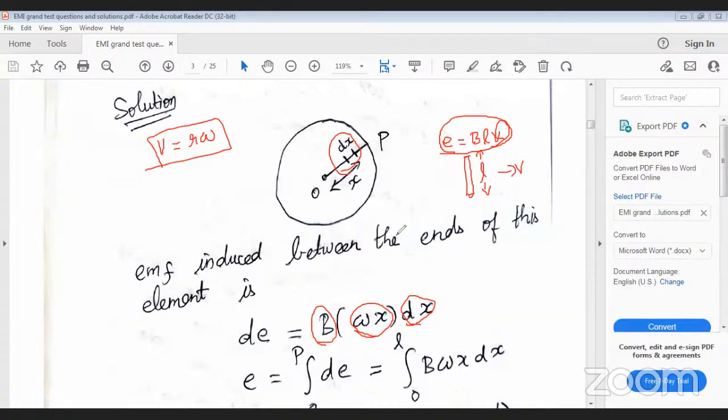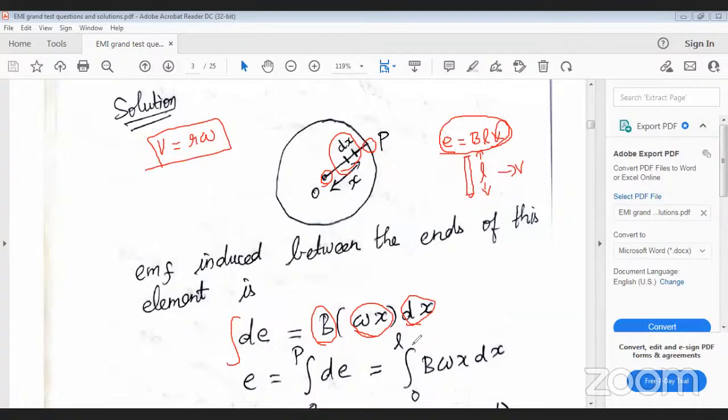After that, when you want to find the EMF from this point to this point, you have to integrate this entire term, because right now we have found the EMF only for this small portion. When you want the EMF for the entire portion, you need to integrate this. While integrating, you take the limits as 0 to L. 0 to L is the length of the rod, because in the question they have given a rod of length L.